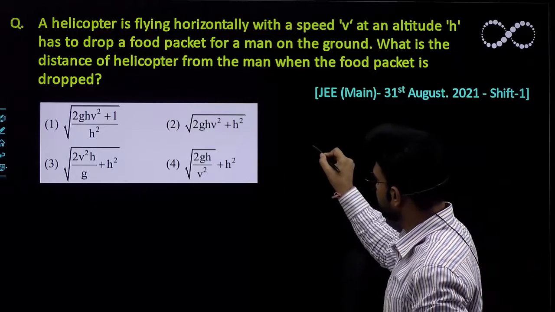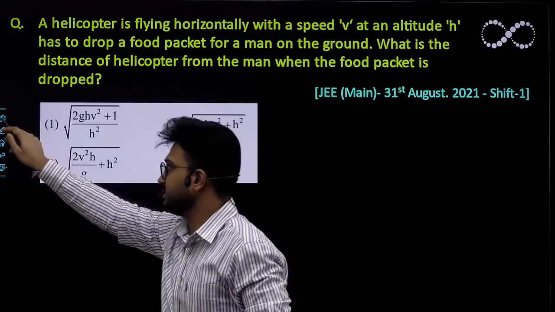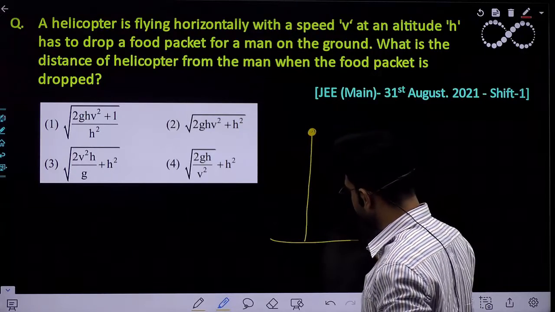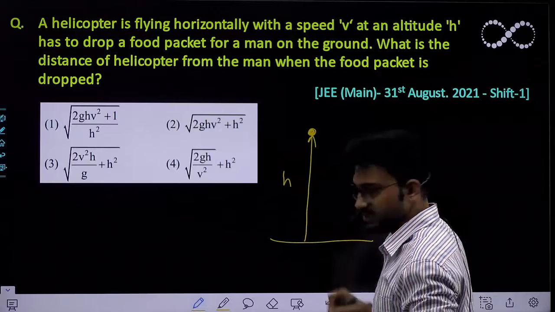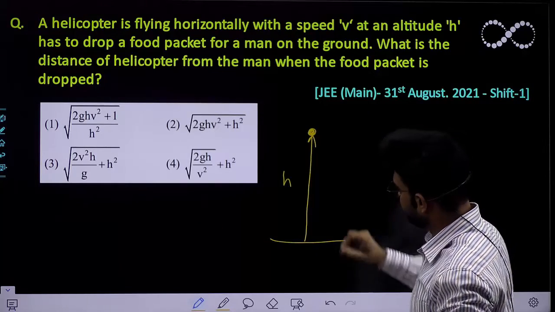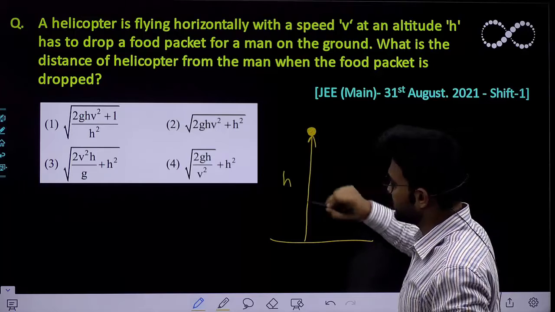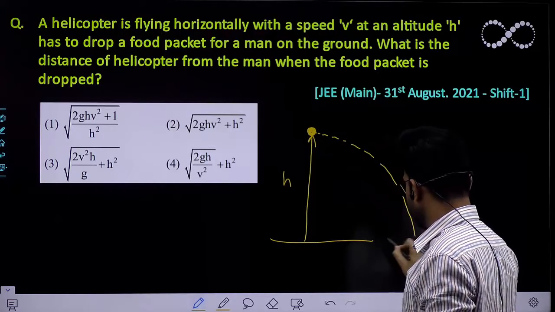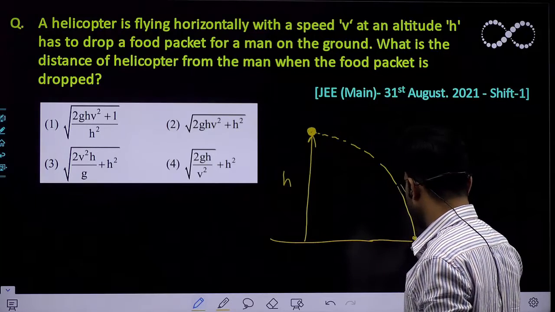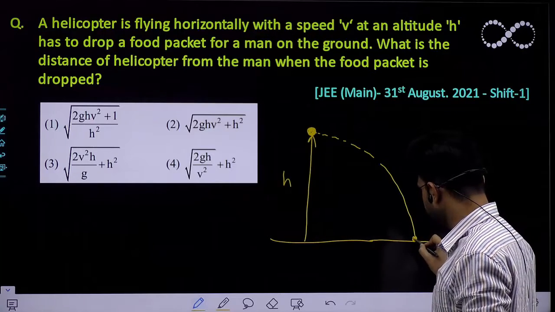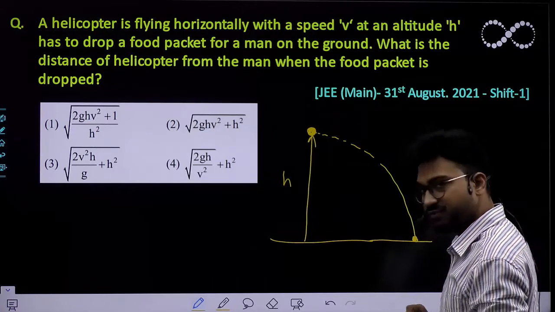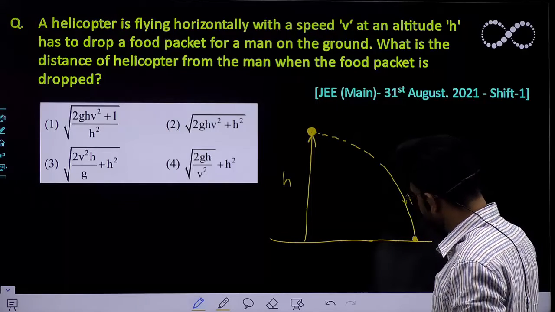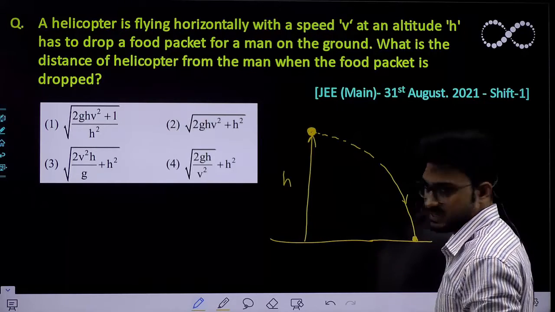Suppose this is the initial position of the helicopter. Let it be at a certain position, which is h height from the ground. At this particular point the helicopter threw the packet, and it will form a trajectory and come down just like this. So this is the packet which is going to fall to the ground, and the path it takes is parabolic. So this is half projectile motion.